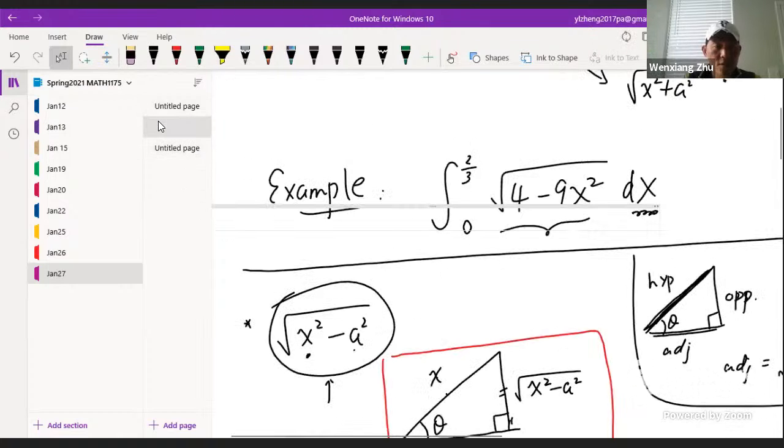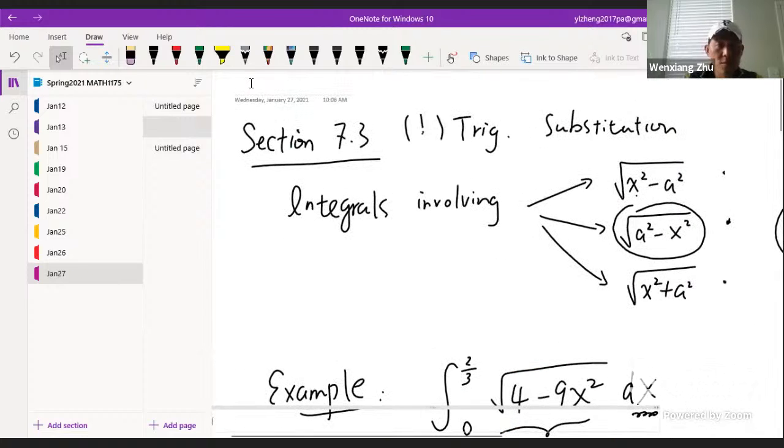Where did my second page go? Let me just put the name there.